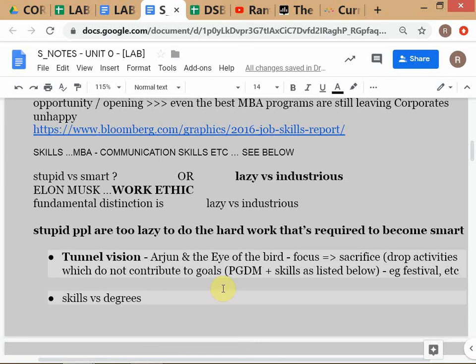Okay, now you're in a different program. You should understand the world is different now. You've come into a professional program. That part of your life is over. Now you're trying to work. You should be totally focused. You understand what I mean by tunnel vision? That story of Arjun and the eye of the bird, you know that? He was only able to see the eye of the bird, everybody else was seeing everything else. So you should be totally focused on making yourself an outstanding business student.